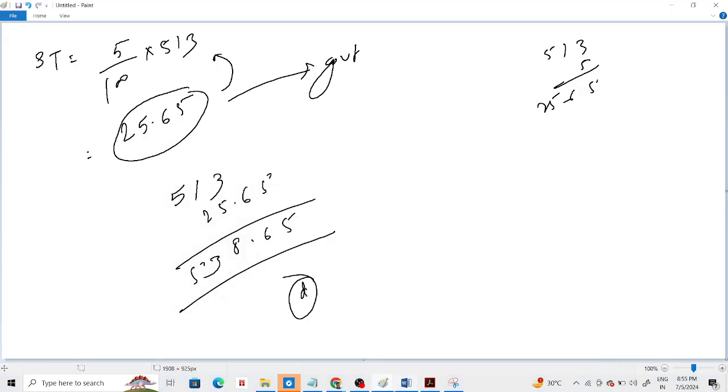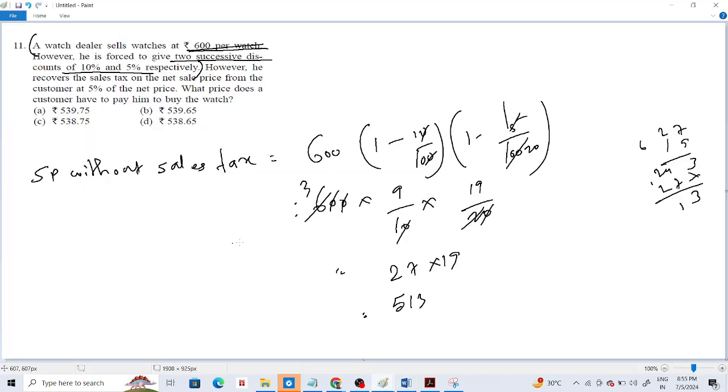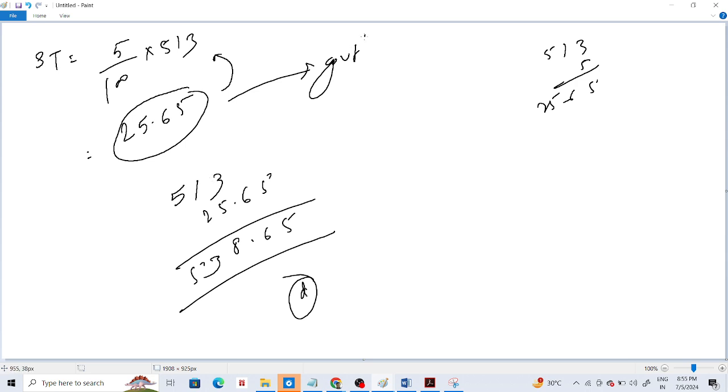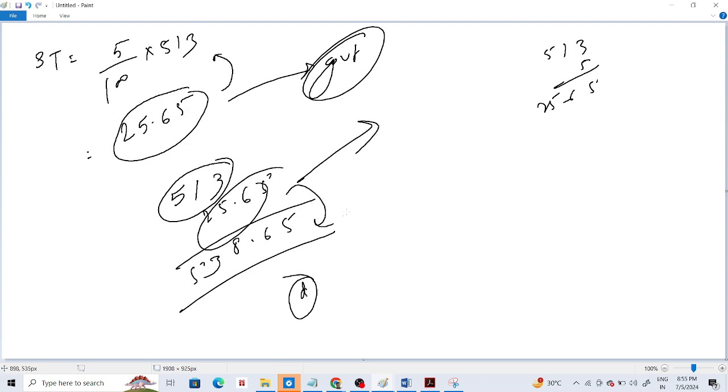So see, 513 should have been the only money that the customer would have paid, but that would have been the income of the shopkeeper, and the shopkeeper needs to pay 5% tax on this to the government. Now whatever tax he needs to pay to the government, he actually added that same amount on the net price, so that whatever amount he is paying to the government, it is actually coming back to him.